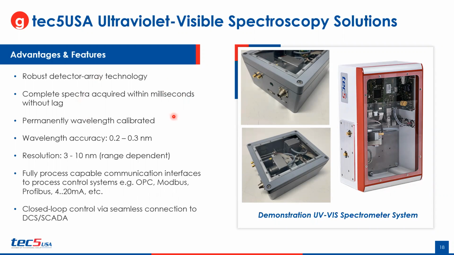These devices are also permanently wavelength calibrated. So once an instrument is installed in the location, it is permanently wavelength calibrated, and no shift in the wavelength is anticipated, and ultimately it's a set and forget device when it comes to the wavelength calibration. And the accuracy of this device is on the order of 0.2 to 0.3 nanometers when it comes to your wavelength accuracy, with a resolution of 3 to 10 nanometers.